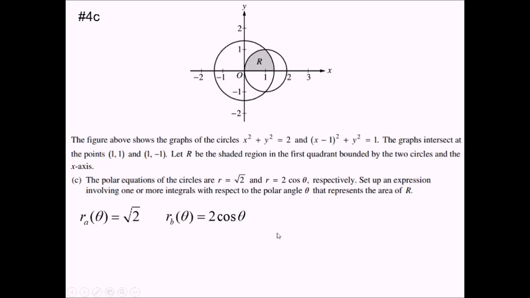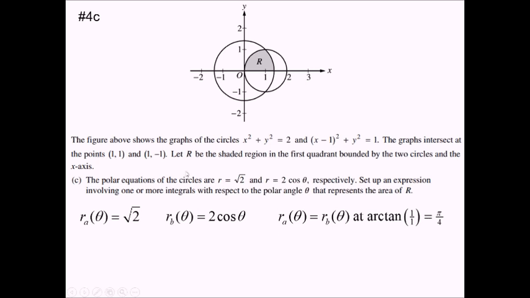So I need to figure out where r sub a and r sub b equal each other. Well, that's going to happen at the point (1, 1). They told us the circles intersect at (1, 1). So what's the angle there? Well, to find an angle given a point, I just need arctan of y over x. So in this case, we have arctan of 1 over 1. And the arctan of 1, you might remember, is pi over 4. So that's where our integrals are going to switch over.